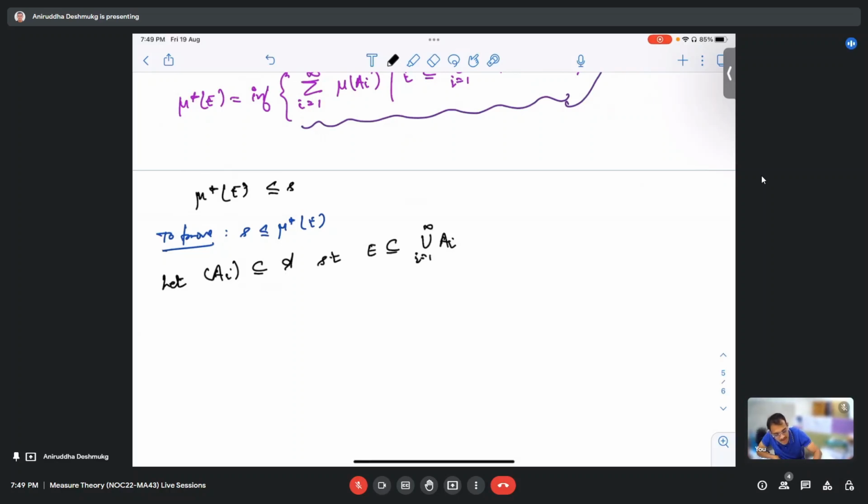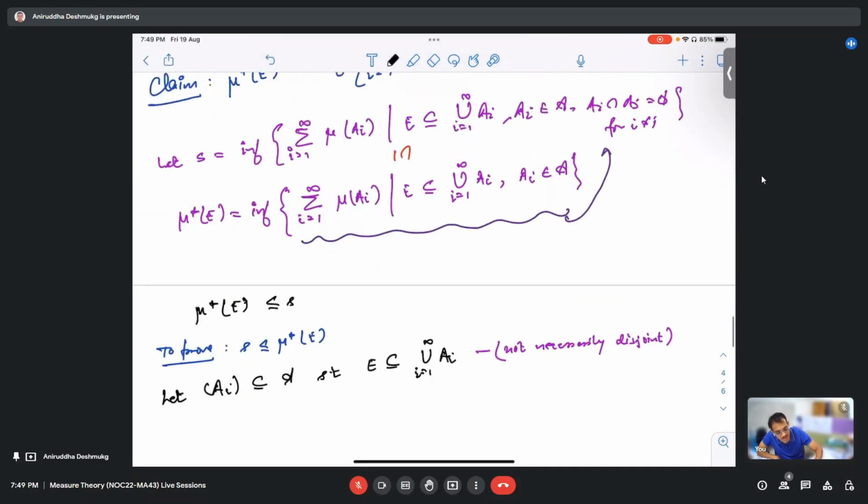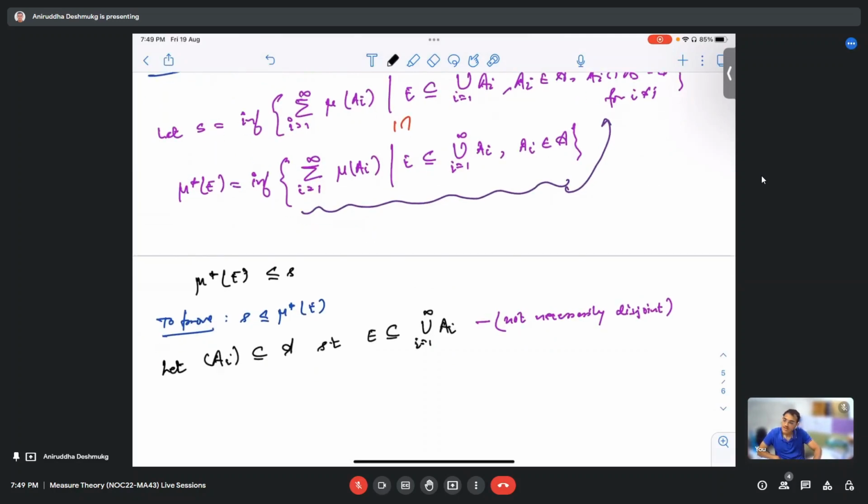So this is not necessarily disjoint. That is the main point. Not necessarily disjoint. But somehow we want to construct a disjoint covering of E. So how do I do that? Can we do that first of all? So from this covering, we have to construct a pairwise disjoint covering. Is that possible?